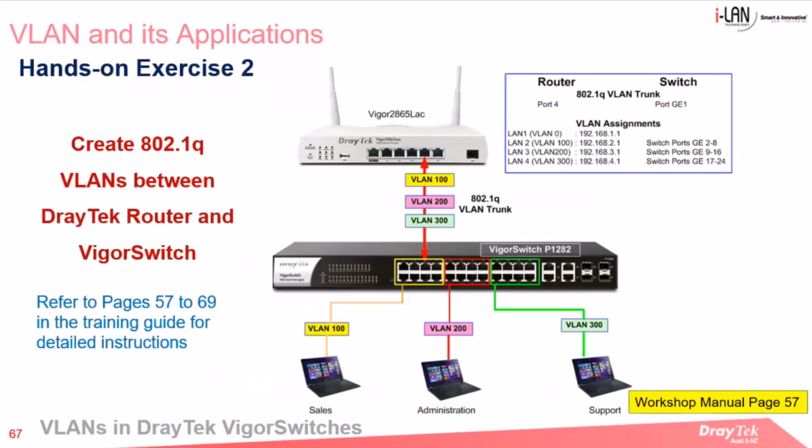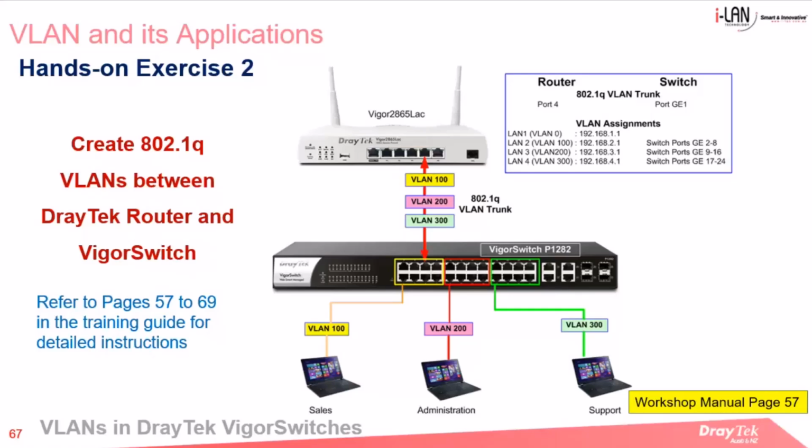Now, this is the second hands-on exercise. It will probably take a bit longer than the first one, but we still have time. In this exercise, we will be setting up 802.1Q VLANs between the router and the DrayTek switch. You can refer to pages 57 to 69 for the exercise. There are more details in the training exercise as well.